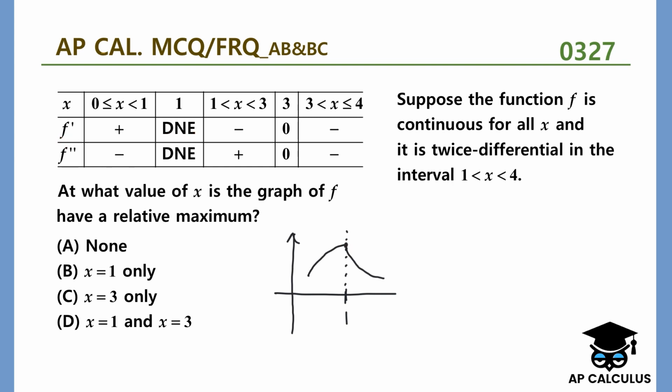Okay? So all you have to look at is the sign of f prime. If f prime changes from positive to negative, and f is continuous at this point, then we do have a relative maximum at this point. Okay? So the answer has to be B. What about at x equal 3? The sign of f prime doesn't change, right? So we do not have a relative maximum at x equal 3, right?